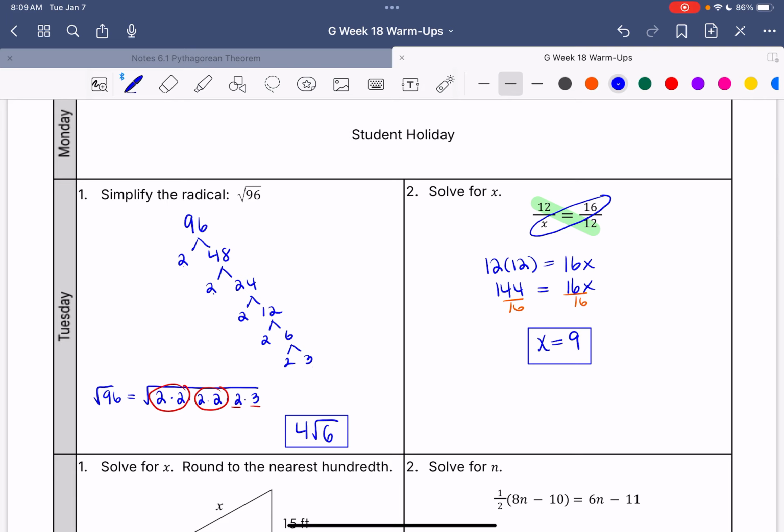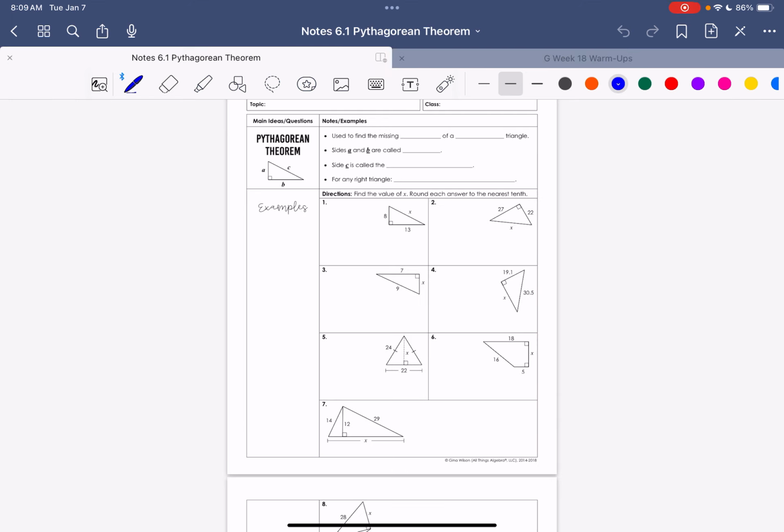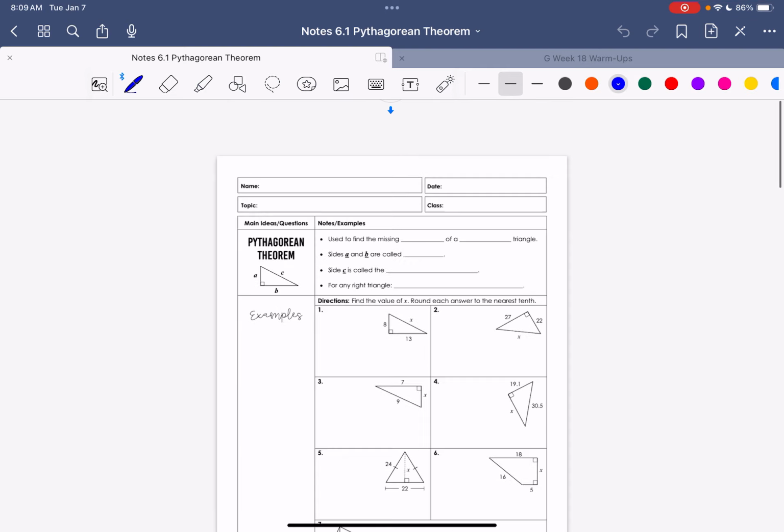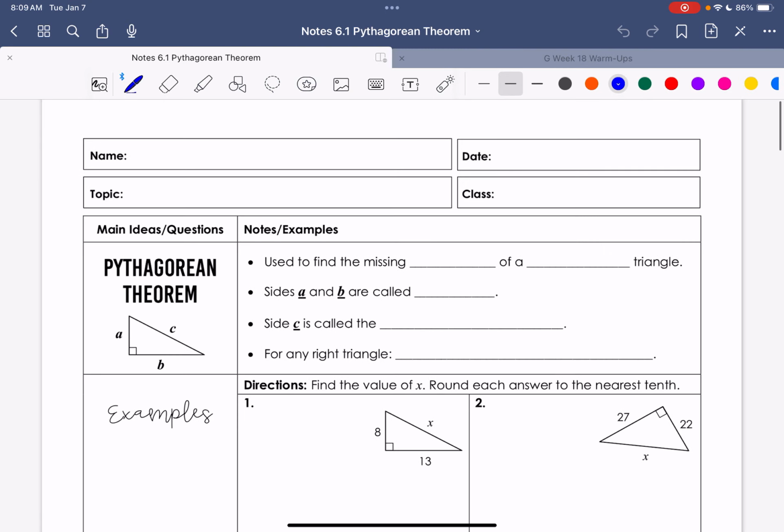Okay, so we're officially starting Unit 6. So the white paper that you picked up, it should say Pythagorean Theorem at the very top. Unit 6 is all about right triangles. So I know we've been talking about triangles for a while now, but these are specifically going to be right triangles only. That means that all the triangles that we're looking at are going to have that little square in one of the corners.